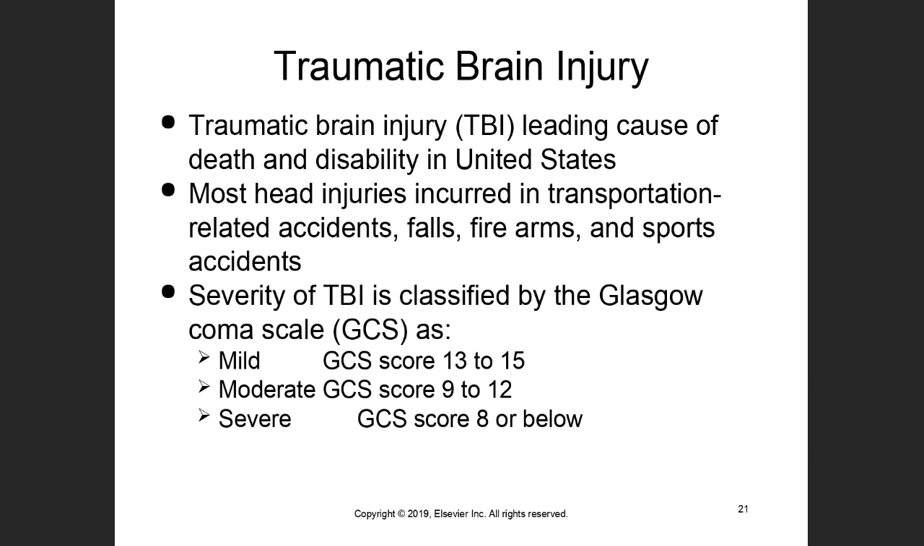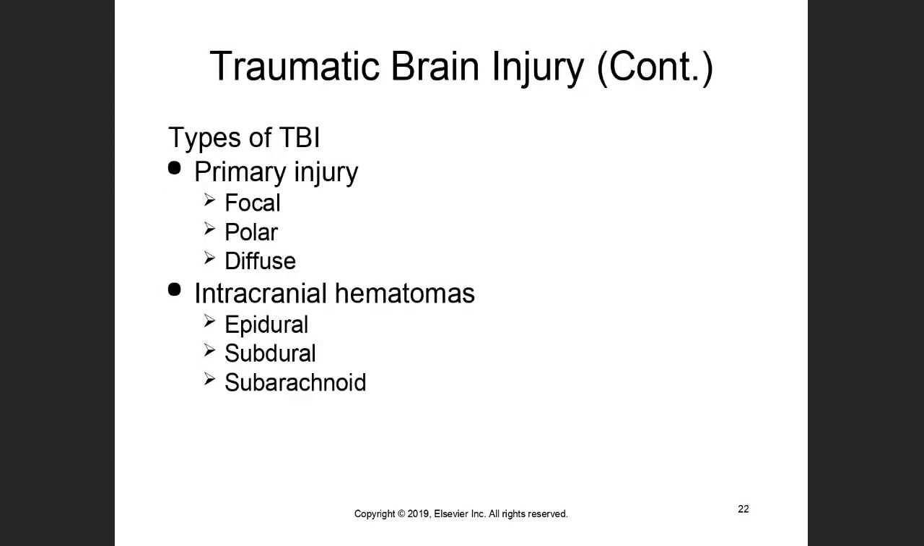Traumatic brain injury is the leading cause of death and disability in the United States. Most head injuries are incurred in transportation-related accidents, falls, firearms, and sport accidents. Severity of traumatic brain injury is classified by the Glasgow Coma Scale as mild, moderate, and severe. Types of traumatic brain injury: we have primary injury, focal, diffuse, and intracranial hematomas. We have epidural, subdural, and subarachnoid.